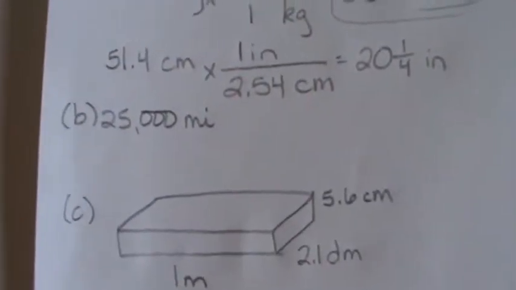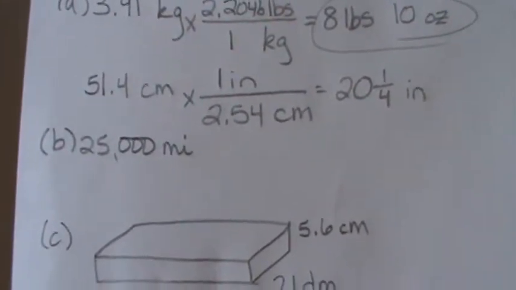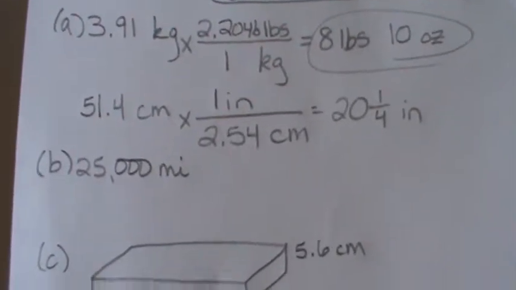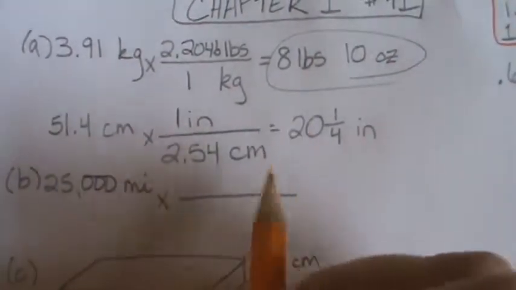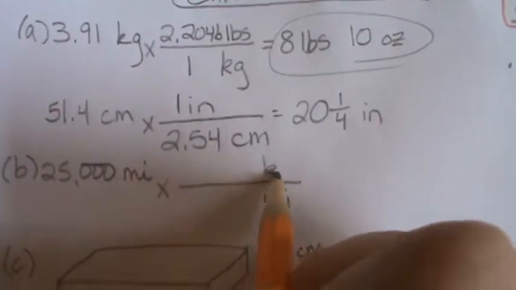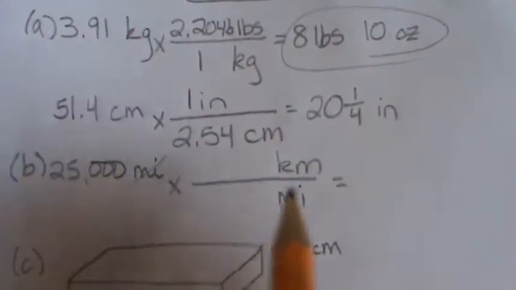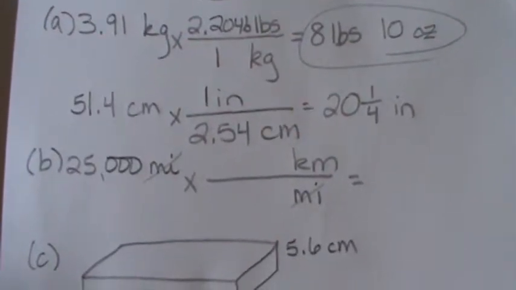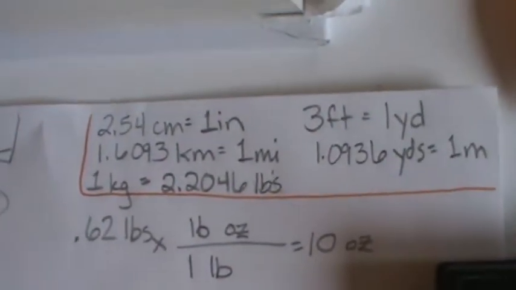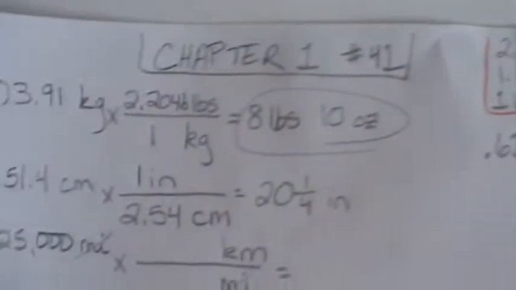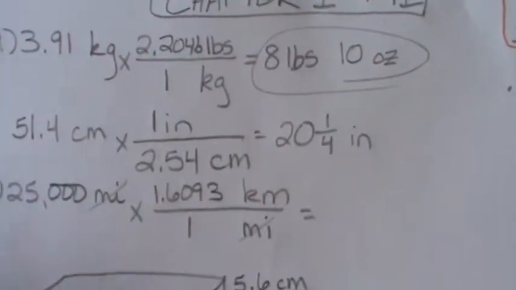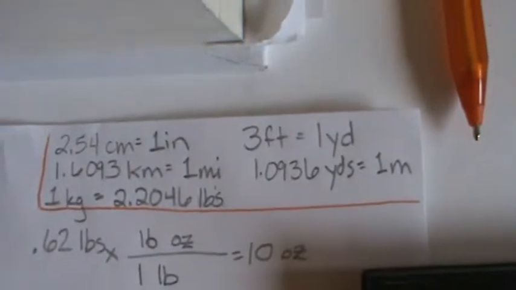All right, excellent. So now we go on to B, and it tells us that the Earth is 25,000 miles in circumference at the equator. They want to know what that would be in kilometers and then again in meters. Here we have miles to kilometers, so I cross off my miles in order to get rid of that unit. If I look up my conversion, I have 1.6093 kilometers to 1 mile. So that is what I will fill in here. Again, all these conversions are on the inside of the back cover of your textbook.